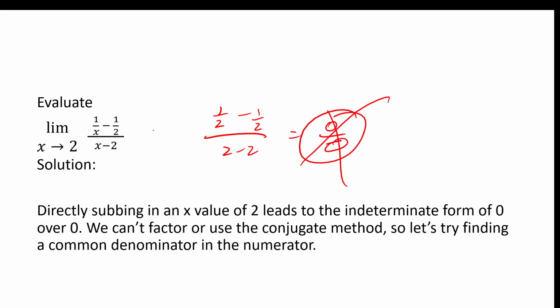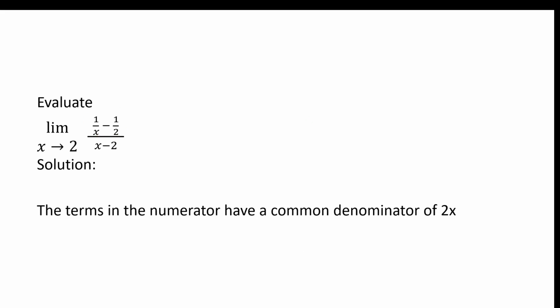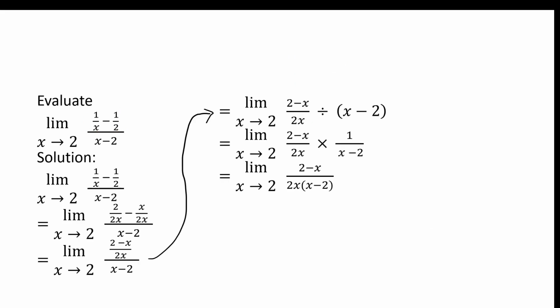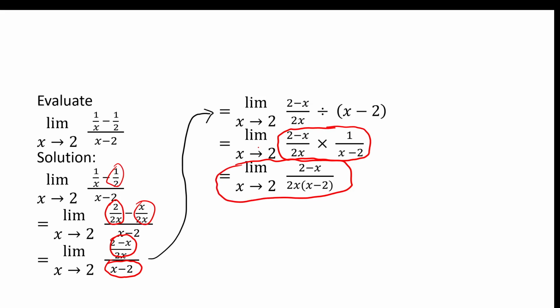So let's just look at the top and say, okay, let's get a common denominator up here. If we're trying to subtract 1 over x minus 1 over 2, our common denominator is 2x. So we change 1 over x to 2 over 2x, and we change 1 over 2 to x over 2x. And we subtract, we get 2 minus x over 2x, and then all of that is over x minus 2. So we're dividing by x minus 2, so that's like saying we're multiplying by 1 over x minus 2.